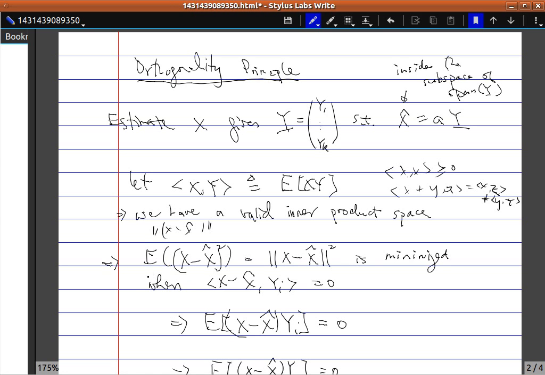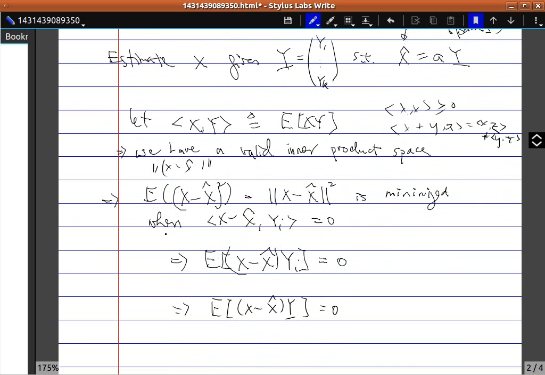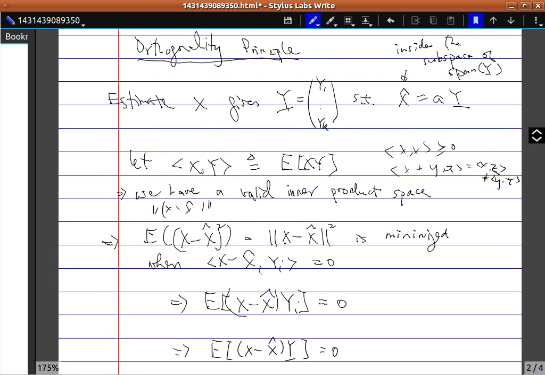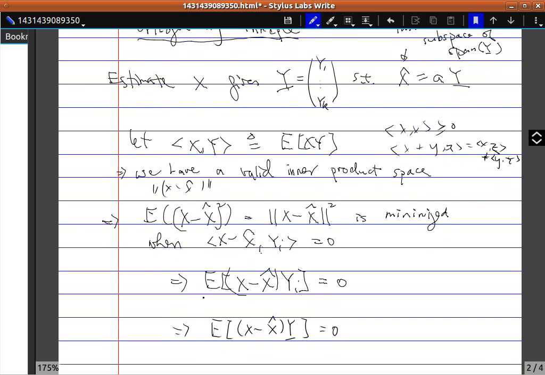And that corresponds to the minimum mean square error, which will be minimized when the projection theorem is satisfied. That's basically x minus x hat is perpendicular to any of the yi, or in other words, the expectation of (x minus x hat) yi is equal to 0, or therefore the expectation of x minus x hat, the entire vector, will be equal to 0.